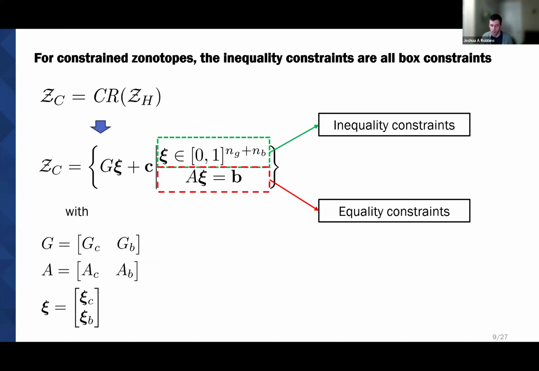So constrained zonotopes are defined here. ZC here is a constrained zonotope. And one thing you'll note is that all of the inequality constraints in the constrained zonotope, so where this green box is, are box constraints. And we'll exploit this when we go to solve these convex subproblems, which are QPs in our mixed integer quadratic program solver.